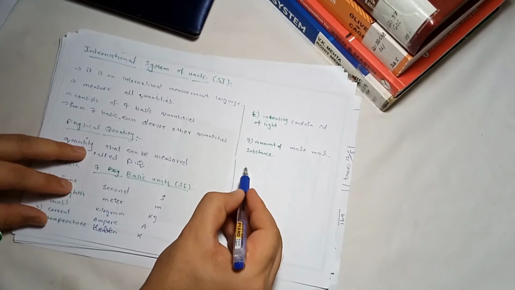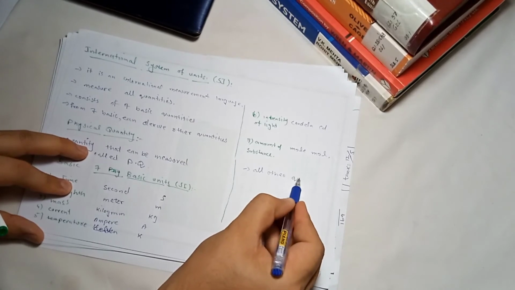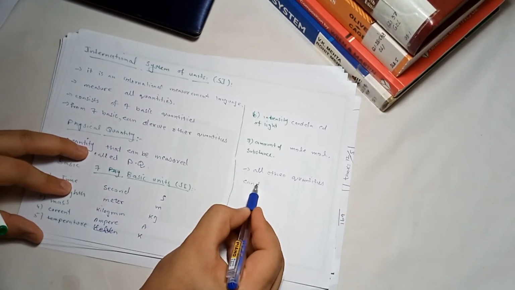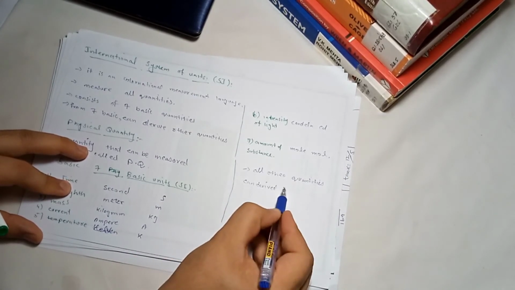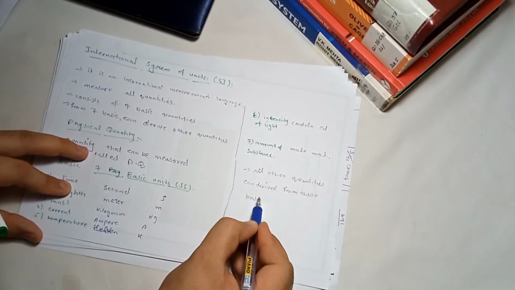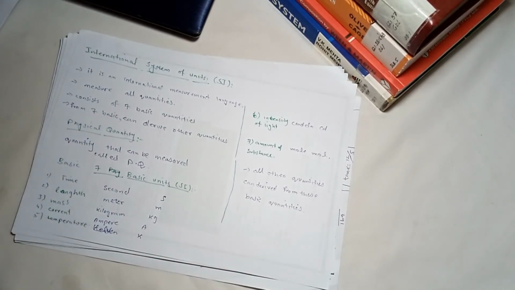Now all other quantities can be derived from these basic quantities. इसी बेसिक क्वांटिटी से फिर बाकी सारे क्वांटिटीज़ वो डेराइव हो सकते हैं. तो इसी वजह से ये सिस्टम ऑफ इंटरनेशनल बनाया गया ताकि हर किसी को इसका समझ आ जाए कि सिस्टम इंटरनेशनल किस चीज़ को हम कहते हैं और सिस्टम इंटरनेशनल किस वजह से बनाया गया.